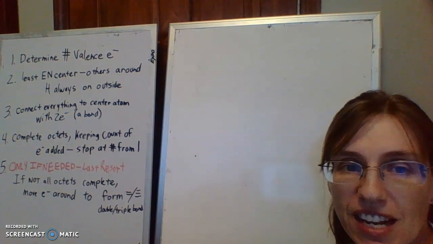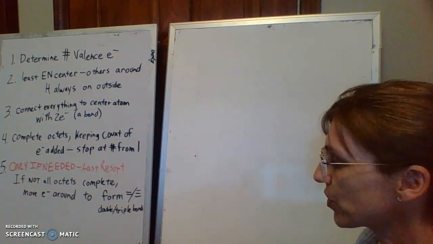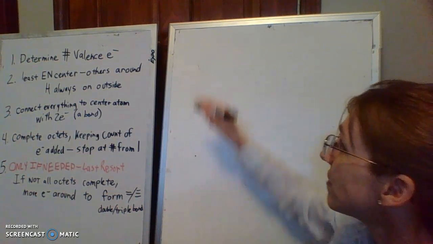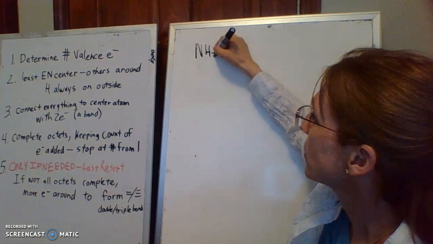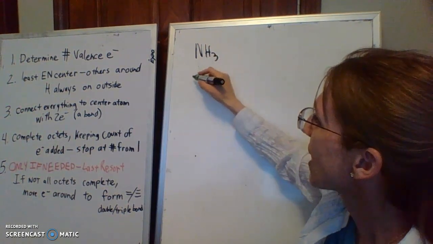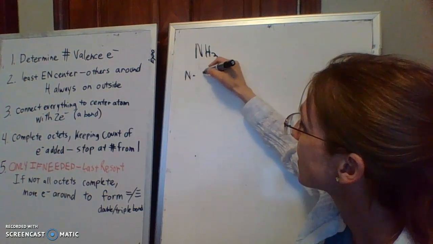So we're looking at Lewis dot structures, and we've already gone over all of our rules. We're going to use those rules to determine the structure of various compounds. So we're going to start off by doing ammonia, NH3. And the first step is we need to figure out how many valence electrons ammonia has.